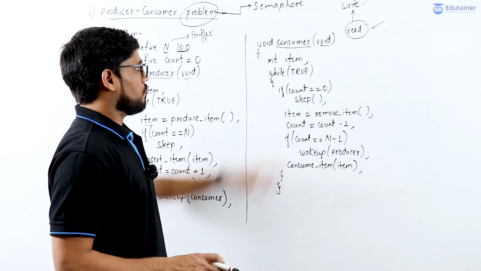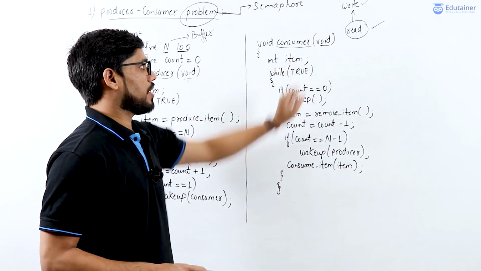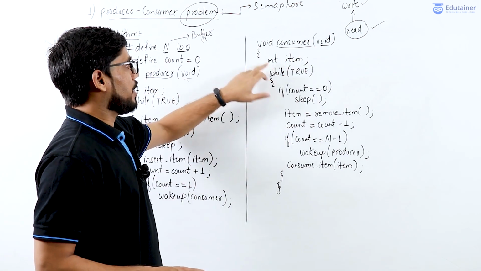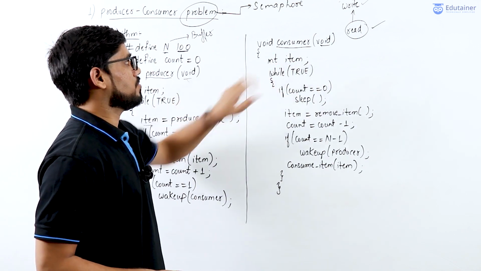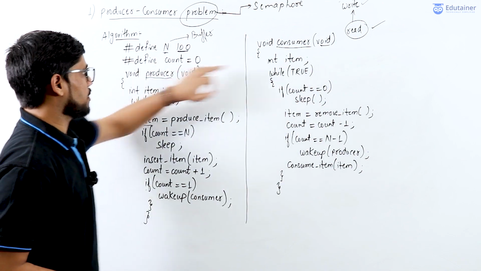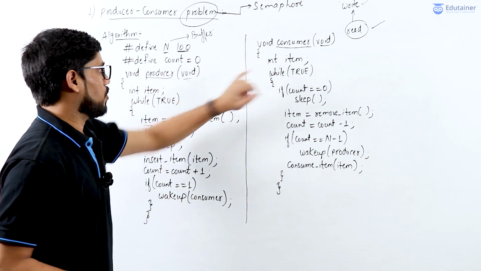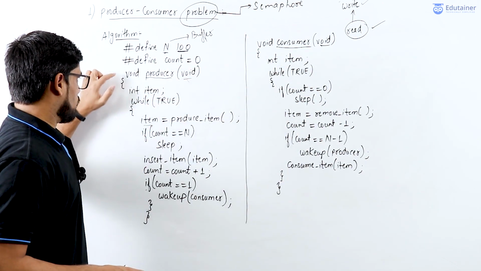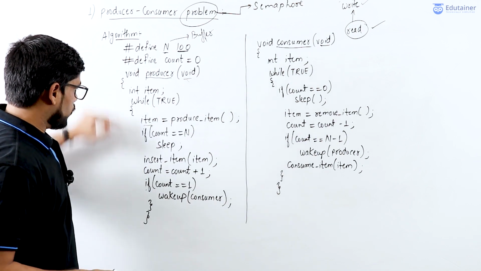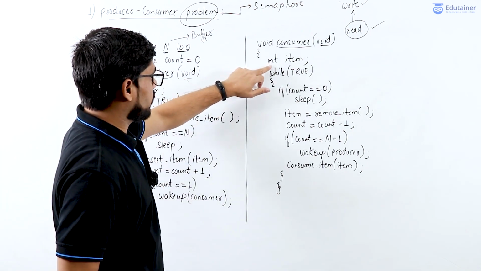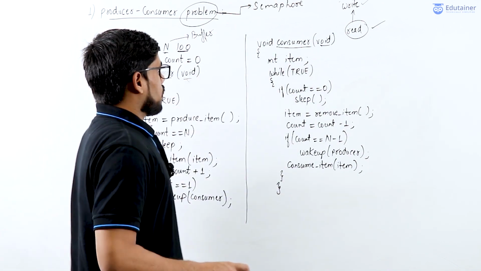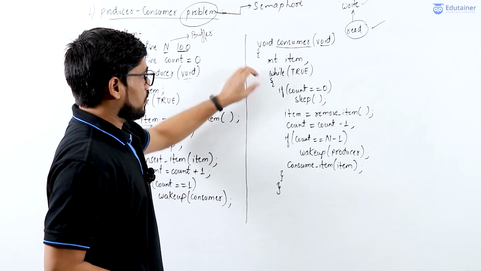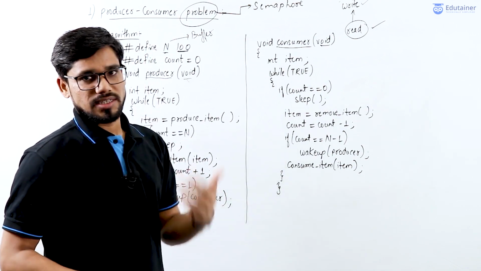void consumer void, it also does not take any parameters here. And in the consumer function we have declared a local variable item. So this particular variable and that variable are different, because one is visible only in the producer function and this local variable is visible only in the consumer function. Got it? Now here also we will be testing some conditions based on the while loop.